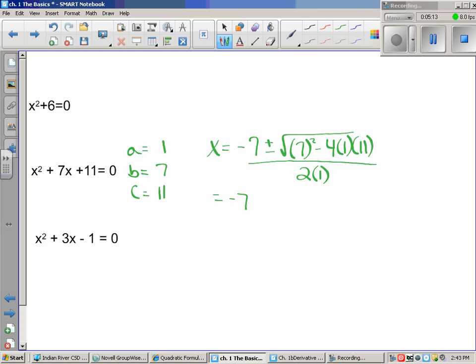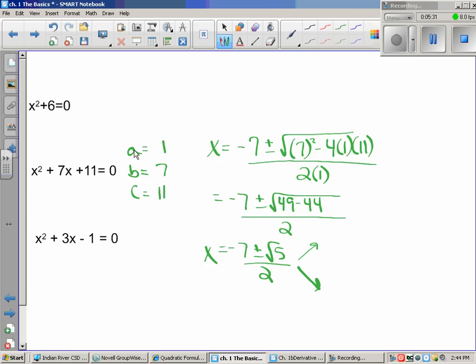So I have negative 7 plus or minus the square root of 49 minus 44, over 2. So I have negative 7 plus or minus the square root of 5 over 2. Remember, and although I'm not showing this each time, what that basically means is there are two answers. There is negative 7 plus the square root of 5 divided by 2. That's one x. And the other is negative 7 minus the square root of 5 over 2, which is the other x. Okay, good.